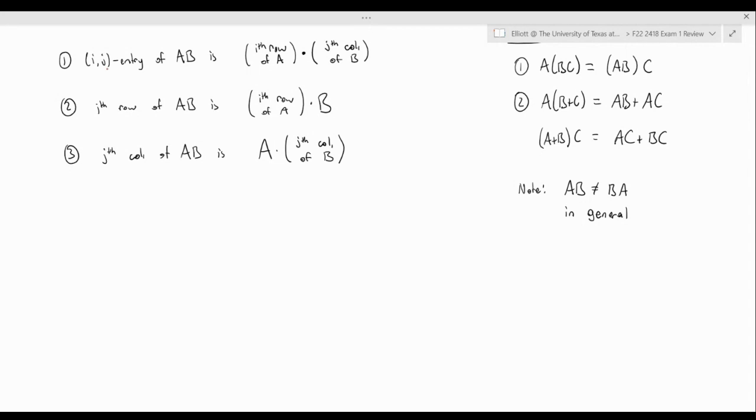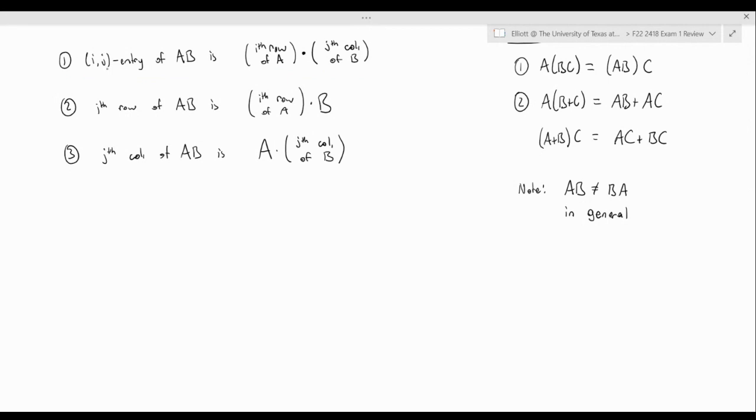The first rule that I've written down, this is the one that you'll be using the most for computation purposes, where it computes the product entry by entry. This says that the entry in the ith row and jth column of AB will be equal to the ith row of A, dot product with the jth column of B.